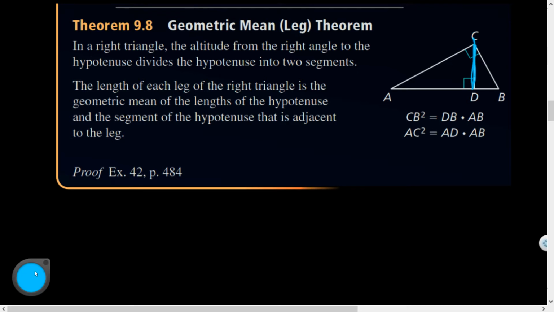Okay. Like so. It says the length of each leg of the right triangle, that is the original right triangle, so that's this one. Okay, so here's a leg of that right triangle. You guys agree? The big one. So the length of each leg of the right triangle is the geometric mean of the lengths of the hypotenuse. Oh, wait a minute. Okay. And the segment of the hypotenuse that is adjacent to the leg.